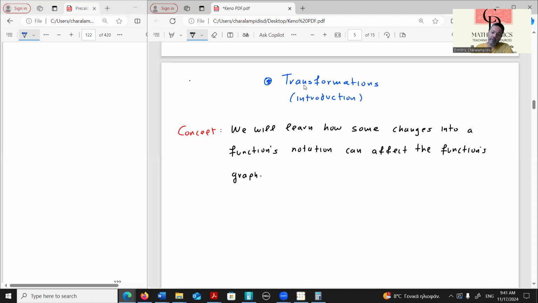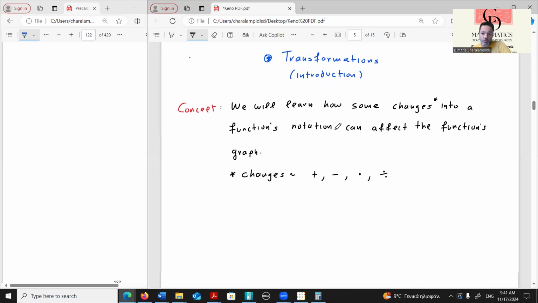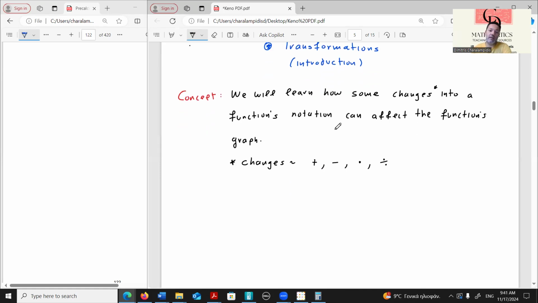First of all, let me clarify here that by changes, we mostly mean addition, subtraction, multiplication, and division. So this is the key concept behind transformations. We need to see how, when adding, subtracting, multiplying, or dividing something, a number or whatever, into a function's notation, that can affect the function's graph.